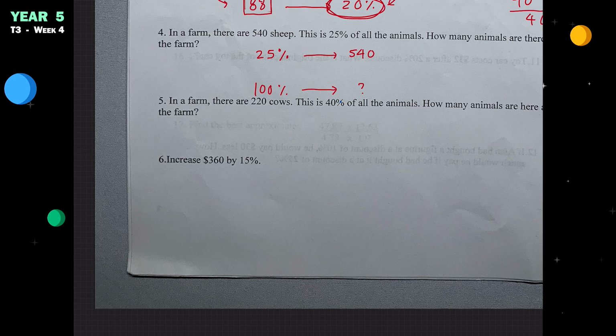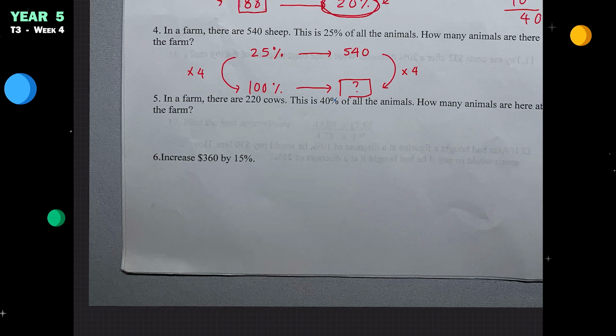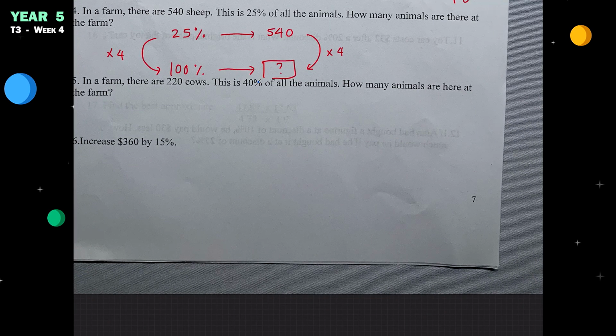If 25% is 540, what's 100%? Well, how do I go from 25 to 100? What do I multiply by? Because it's going up, right? From 25 to 100, it's going up, which means you're multiplying. What do you multiply by? We multiply by 4. If you multiply 25 by 4, you will get 100, which means I must multiply this by 4 as well and get all the animals. So if you multiply 540 by 4, you will get the answer. I'm not going to do that. You can do it yourself.